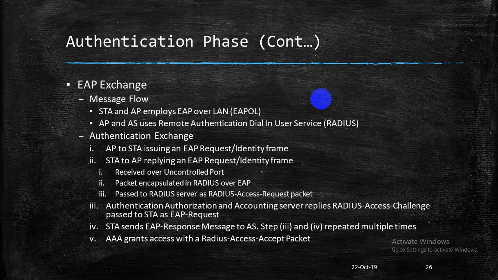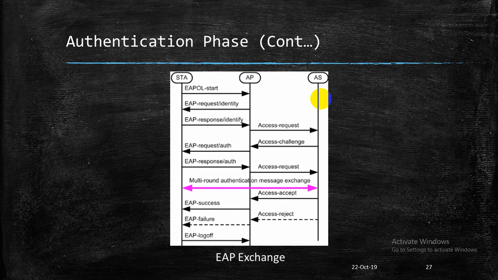the authentication access basically occurs like this: the access point issues an EAP request to the station, and the station replies to the EAP request and sends an identity frame. It means the station will identify itself to the access point. And here's the authentication briefly, as discussed here.